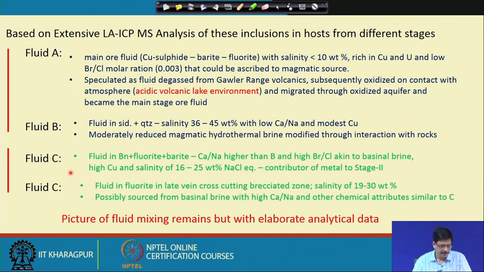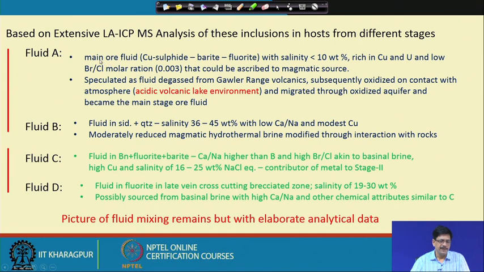And fluid D is in the fluorite in the lead veins cross-cutting the brecciated zone. The salinity was in the range of 19 to 30 weight %, and these are possibly also sourced from basinal brine based on their highest obtained calcium by sodium ratio. And so these kinds of fluid, with their copper concentration which was also high, have similar characteristics to what we see in the case of copper deposits in stratified sandstone, like the Kupferschiefer kind of fluid.